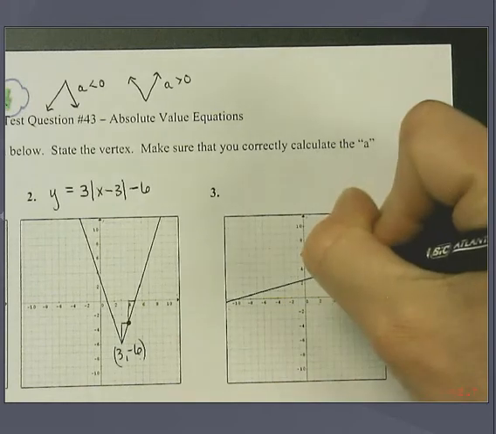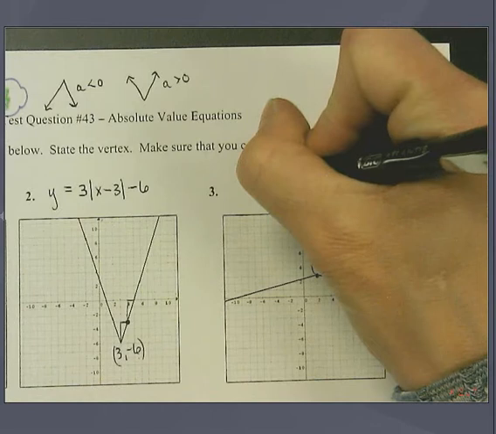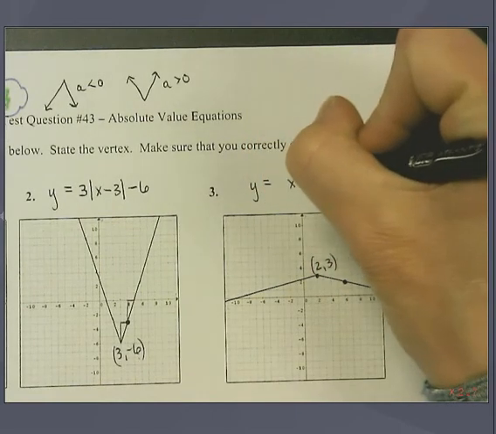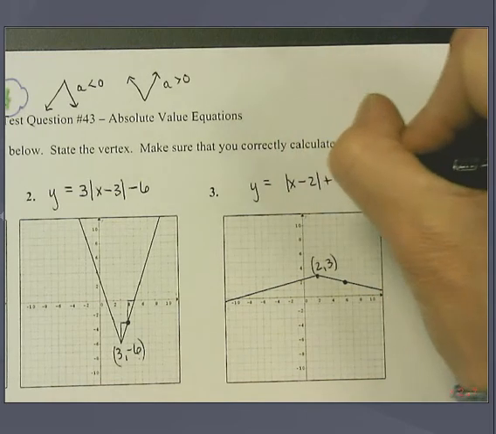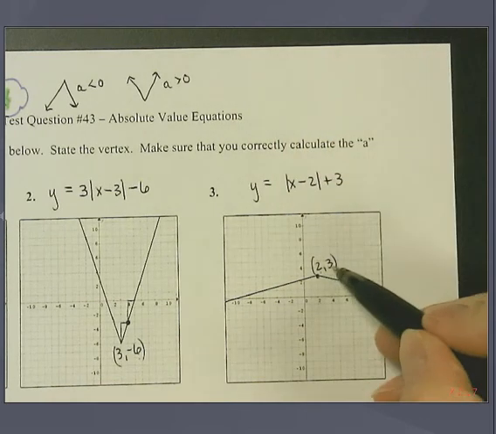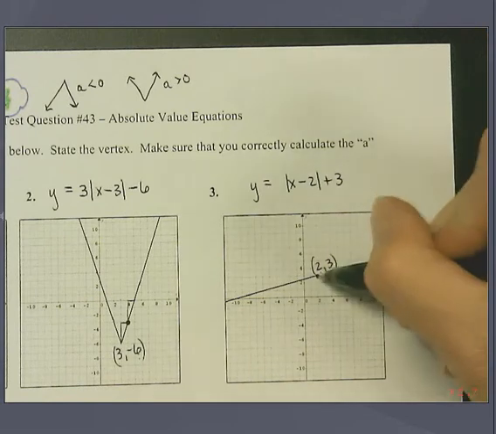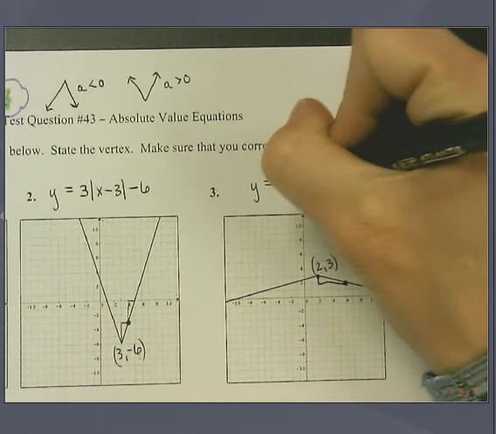Okay, one more. Vertex is at 2, 3. So we have y equals the absolute value of x minus 2, plus 3. Again, opposite h, same k. A should be negative because the absolute value is opening downward. Check the slope. Down 1 over 1, 2, 3, 4. So we have a negative 1/4 for my a value.